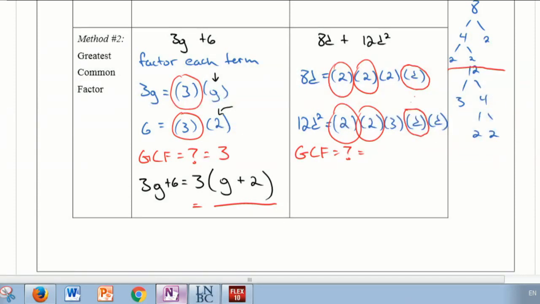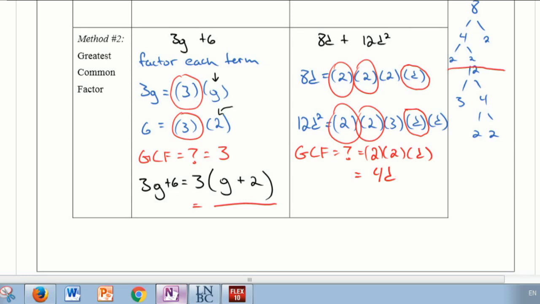So I have a 2, I have another 2, and I have a d. So I could write this as 2 times 2 times d, which is just the same thing as 4 times d. That is the greatest common factor. Both of those terms have a 4d in them. That's the biggest thing that goes into both.